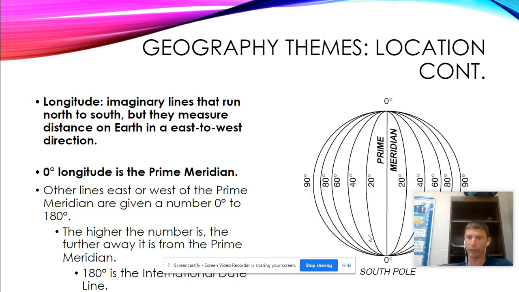We talked about Florida earlier. Florida is warmer because it is closer to the equator. The further you move away from the equator, either north or south, the colder it's going to get.